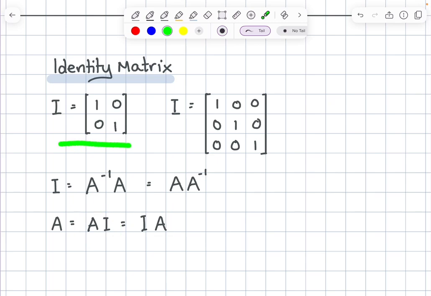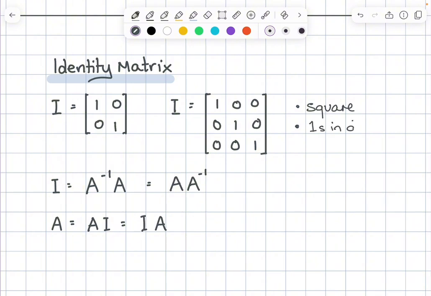Now for a 2 by 2 matrix, it looks like this. We have 1s in the diagonal and then 0s everywhere else. For a 3 by 3, we have 1s in the diagonal, 0s everywhere else. So an identity matrix is always square. And we have 1s in the diagonal. And that's it. Now, why do we care about that identity matrix for solving equations?